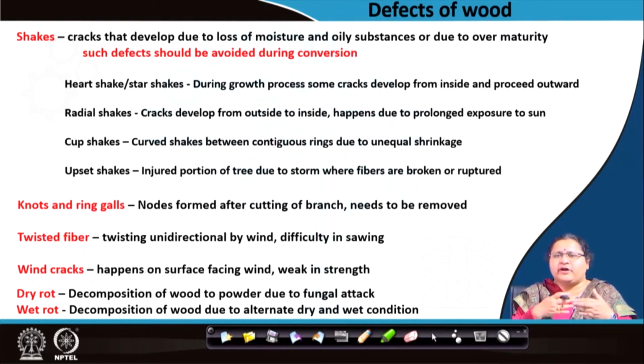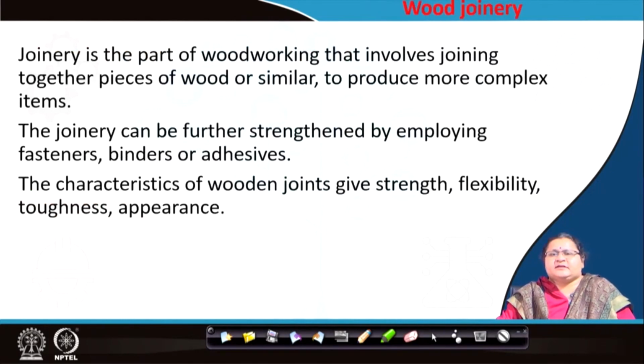Now, how to join it with minimum loss of strength? Because already we have talked, the weak portions are to be taken out. So, you may eventually need 2-3 joints to make a long piece. So, this brings in the process of joinery, which is woodworking that involves joining together pieces of wood of similar kind, meaning wood or wood equivalent, to produce more complex items.